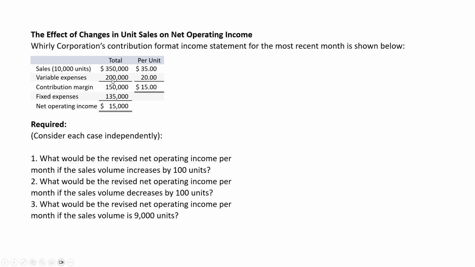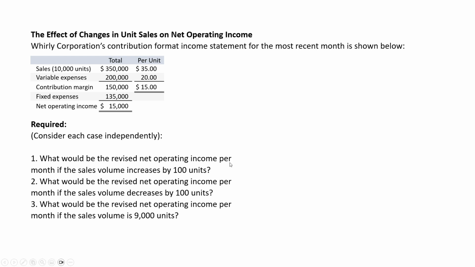Again, having sold 10,000 units, it'd be $20 in variable expense per unit, and their contribution margin, $350,000 in sales minus variable expenses of $200,000, is $150,000 in total for contribution margin. On a per unit basis with 10,000 units, that would be $15 in contribution margin per unit. Subtract total fixed expenses of $135,000 from their contribution margin of $150,000, and they have a net operating income of $15,000. That's where they are now at 10,000 units sold.